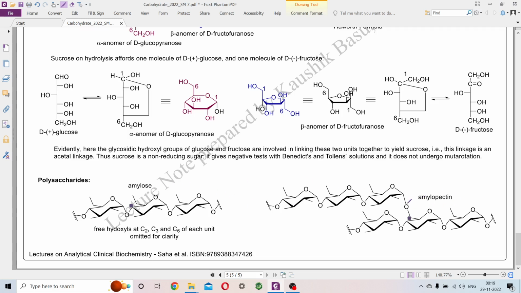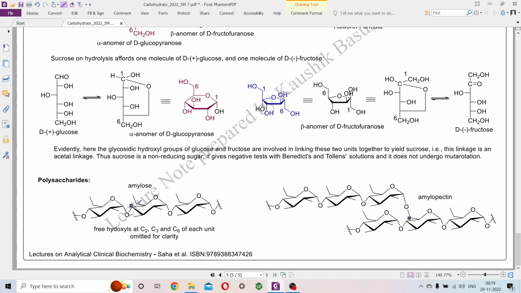Now, amylopectin is totally insoluble in water, whereas amylose forms a colloidal solution in hot water, and it forms a beautiful blue-black colored complex with iodine. Iodine is normally not very soluble in water, and it is solubilized in water by mixing it with potassium iodide, where I3 minus ion is generated.